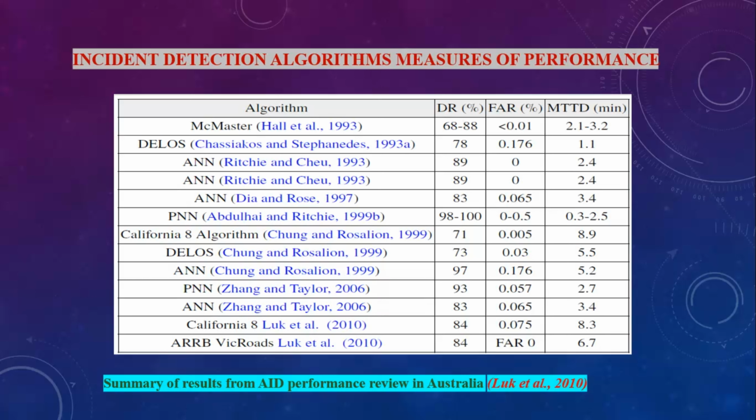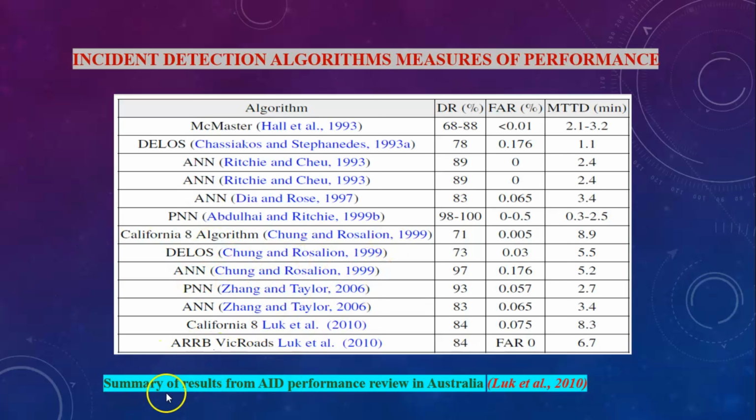So that is it under the incident detection algorithms. We've been able to look at the four methods under incident detection algorithms, and also the measures of performance of these, talking about the detection rate, the false alarm rate, and the time to detect.